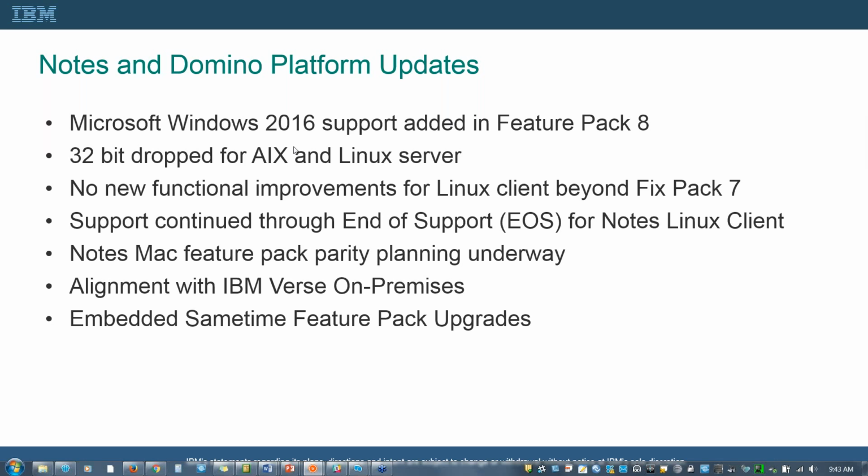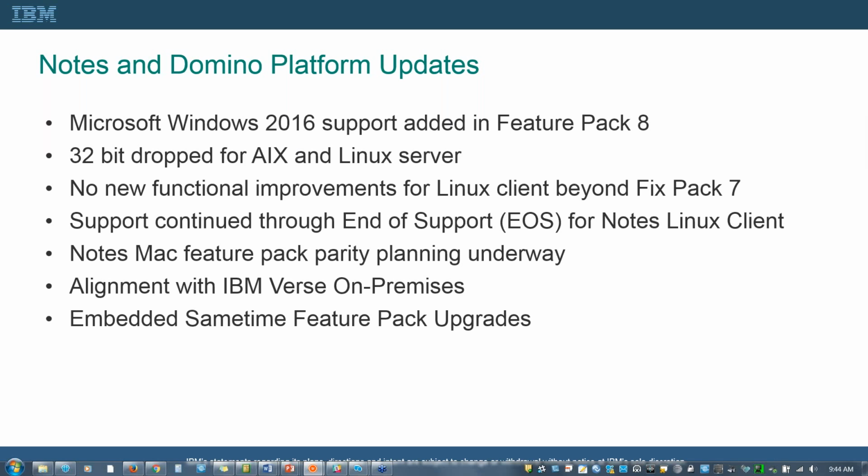We've also dropped AIX and Linux 32-bit from Feature Pack 8 going forward. We have reviewed a lot of the PMRs and downloads around these particular platforms, and the majority of the customers are on 64-bit, so we're trying to get everybody to move in that direction as well. From a client perspective, there will also be no new functional improvements for Linux beyond Feature Pack 7. So it will be supported through the end of support, but there will be no new functional improvements beyond FixPack 7.